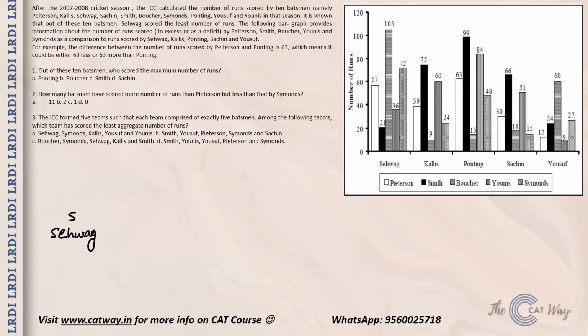Then what you can see is that just above Sehwag, you have Smith. You have Smith above Sehwag, and that is a score of 21, 21 more than Sehwag. Then you find that the next higher number is for Younis, that is 36. So this is 21.